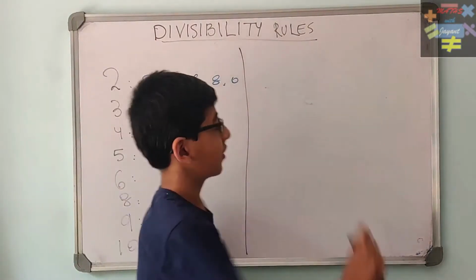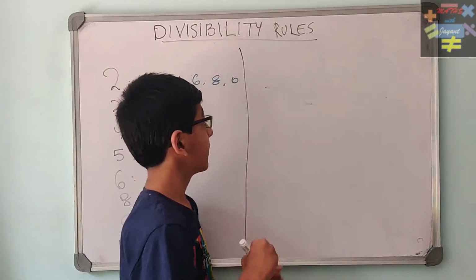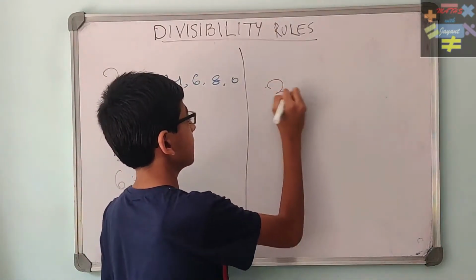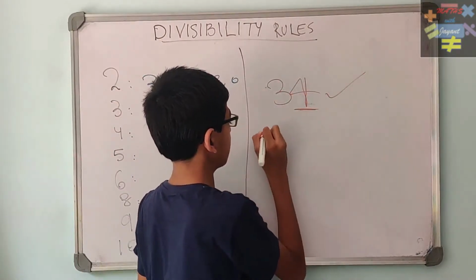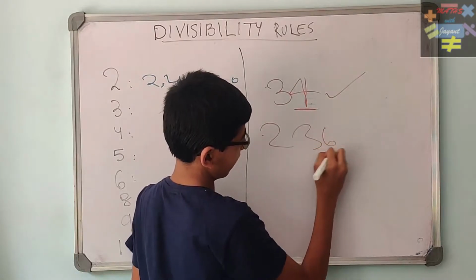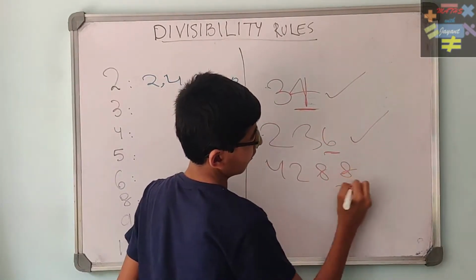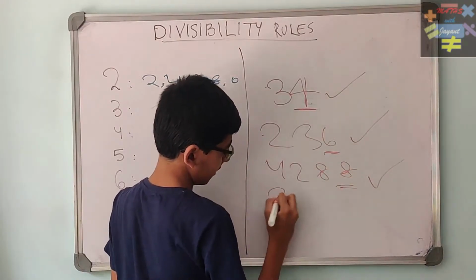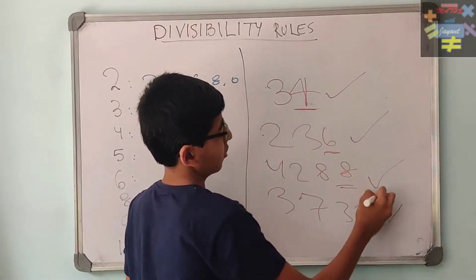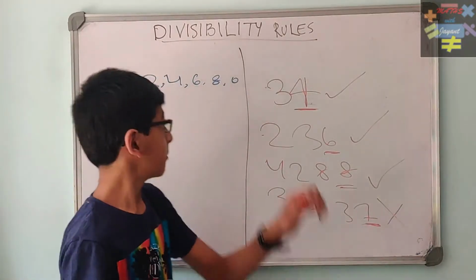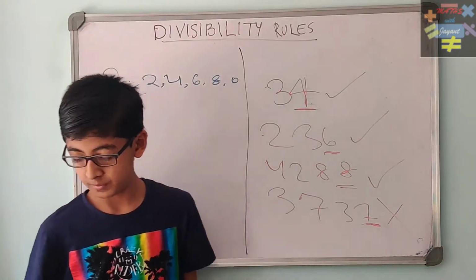Now let us check a few other numbers to see if they are divisible by 2. Let's take the number 34. 34 ends with a 4, divisible by 2. 236 ends with a 6, divisible by 2. 4288 ends with an 8, divisible by 2. 3737 ends with a 7, not divisible by 2, because the last digit should only be 2, 4, 6, 8 or 0.